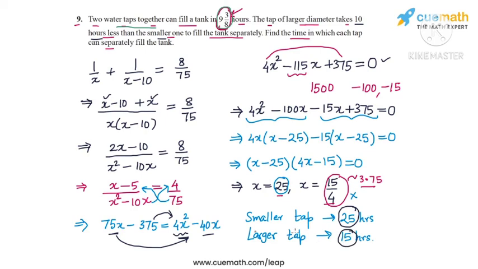Now if you want, you can verify that this answer is correct. If the smaller tap takes 25 hours to fill the tank separately, then in 1 hour it will fill 1/25 of the tank. And the larger tap, if it takes 15 hours to fill the whole tank, in 1 hour it will fill up 1 by 15th of the whole tank. Now if you sum up these two fractions, 1 by 25 plus 1 by 15, you will get 8 by 75. So in 1 hour, the two taps together will fill up 8 by 75 of the tank, which aligns with the information given to us in the question. So the answer 25 hours and 15 hours is correct.